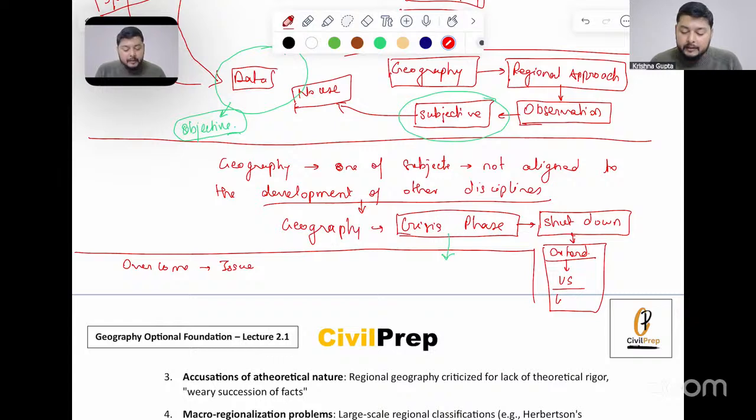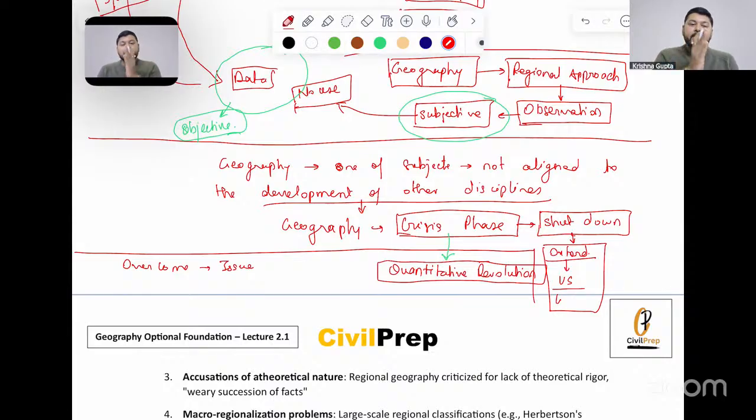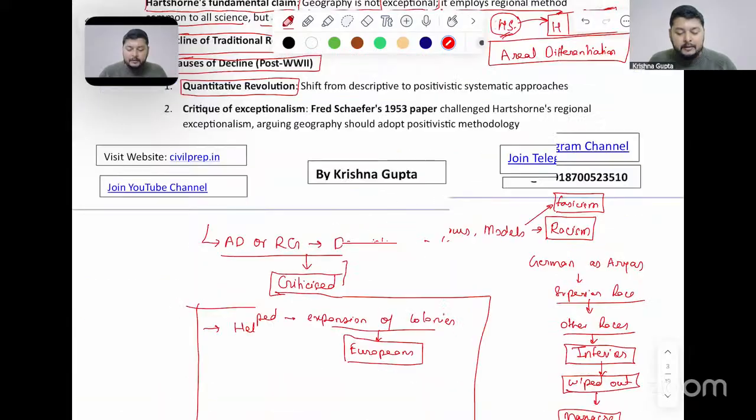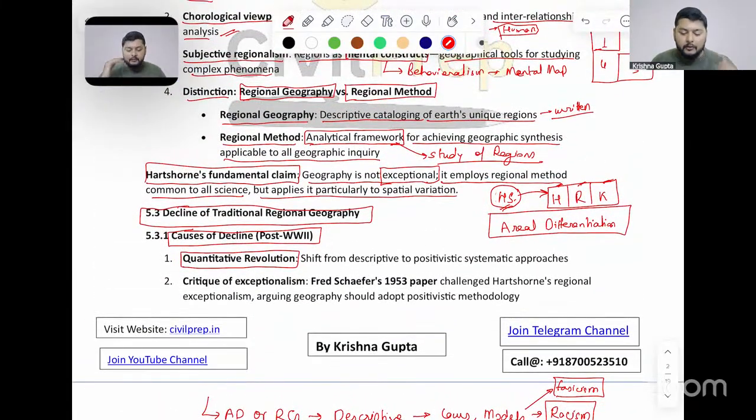How was it overcome? By the introduction of the quantitative revolution, which made geography more positivistic. It made geography move from ideographic to nomothetic. So we will be understanding the quantitative revolution in great detail. Don't worry, I'll be explaining each and every aspect of the quantitative revolution. But first, we'll be understanding this areal differentiation and regional approach. We will complete this. Then in the next part, we have the quantitative revolution only.